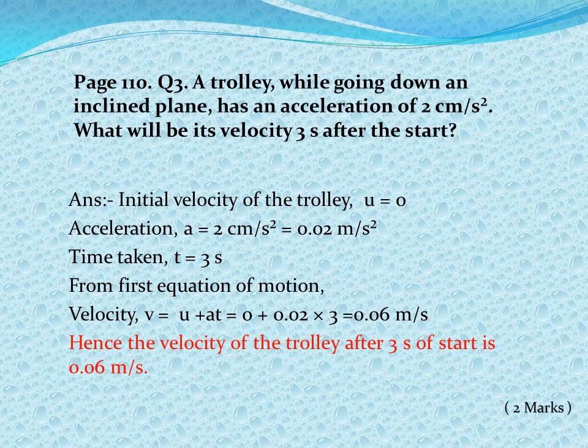Answer: initial velocity of the trolley u equals 0. Acceleration a equals 2 cm per second squared equals 0.02 meter per second squared, time taken t equals 3 seconds. From the first equation of motion, velocity v equals u plus at equals 0 plus 0.02 into 3 equals 0.06 meter per second. Hence, the velocity of the trolley after 3 seconds of start is 0.06 meter per second.